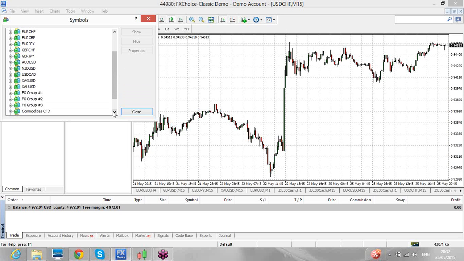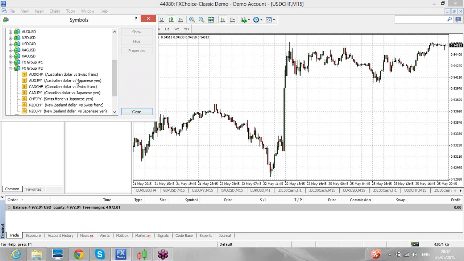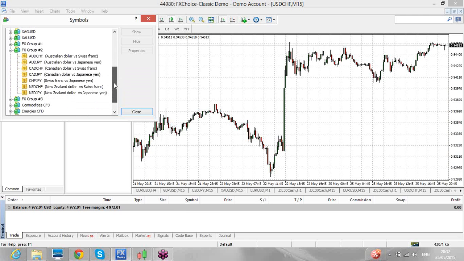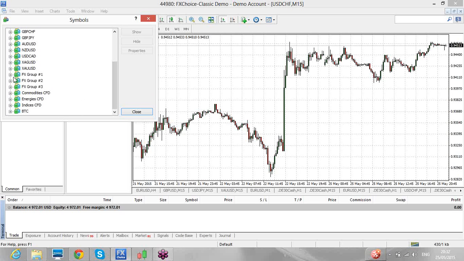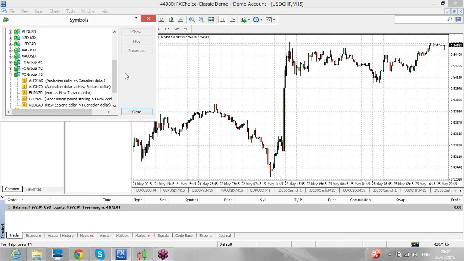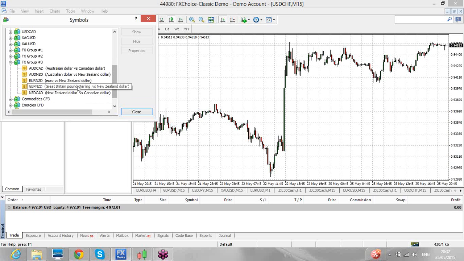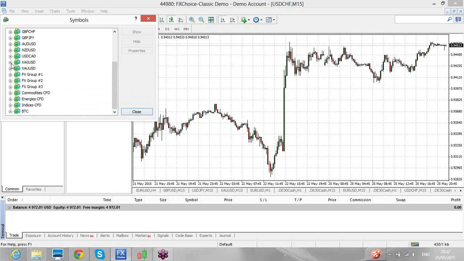So we scroll down. Now, this will bring up the various different Forex pairs again and explain what they are. So all very user friendly on your MT4 platform, and all there at the click of a mouse. So FX group number 2 will bring up your various pairs again and explain what they are on the right. And FX group 3 again will bring up the rest of your pairs and what they are on the right.